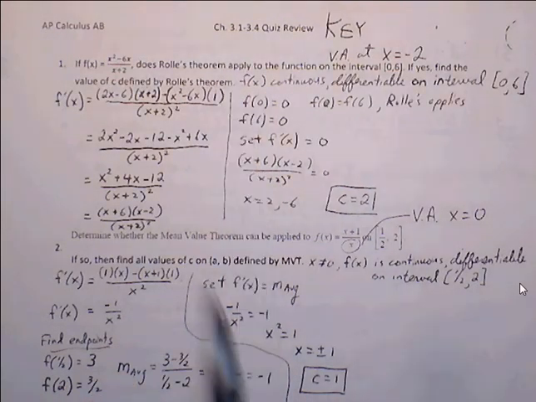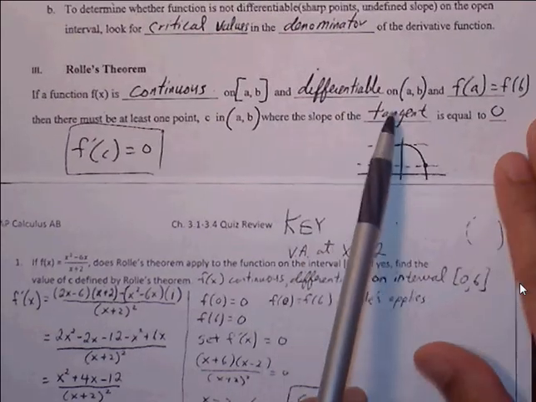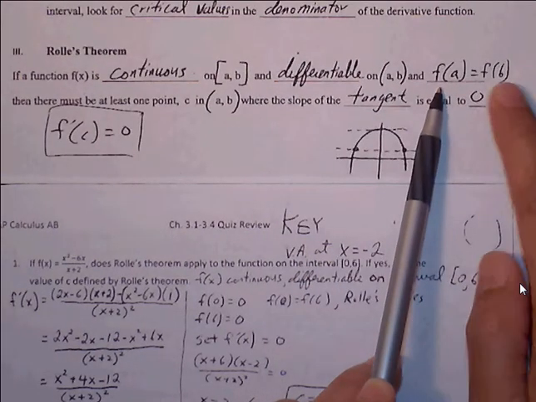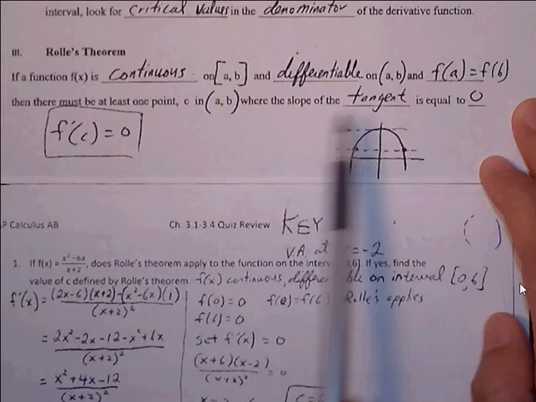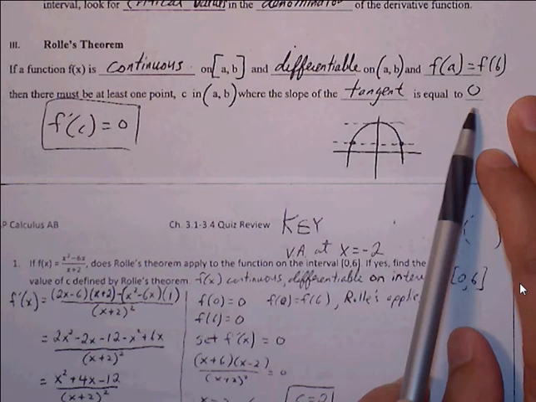So just to review, Rolle's theorem says that if a function is continuous on a closed interval and differentiable on the open interval, and the endpoints have the same y value, then we can guarantee that there is a point such that the slope of the tangent line is equal to 0.